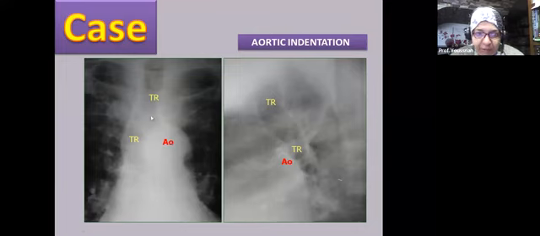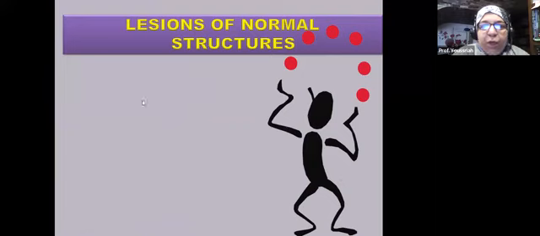In the PA film, you can see the trachea displaced right, and in the lateral view, you will see the trachea displaced posteriorly by the aorta. This is an aging process that happens to everybody in case of a dilated unfolded aorta.